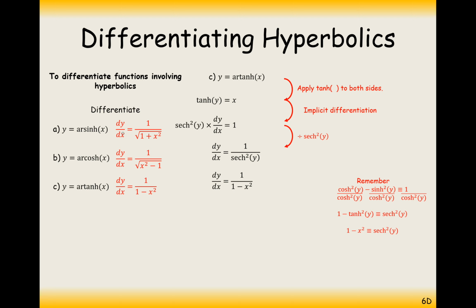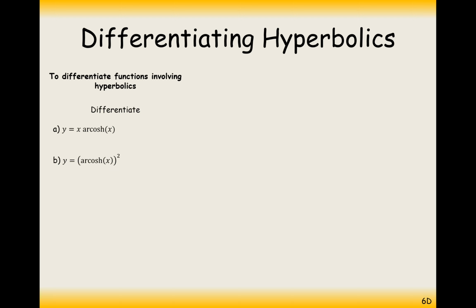So these are the derivatives of the inverse hyperbolic functions, and you get those in the formula booklet. Let's now apply this. The next couple of questions: y equals x arcosh x. So this is going to be a case of using the product rule.